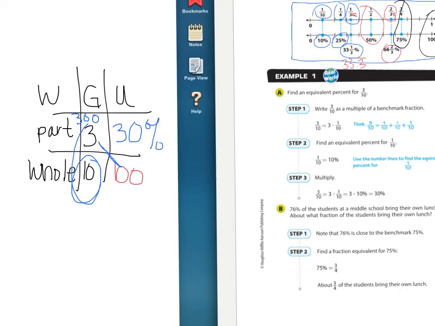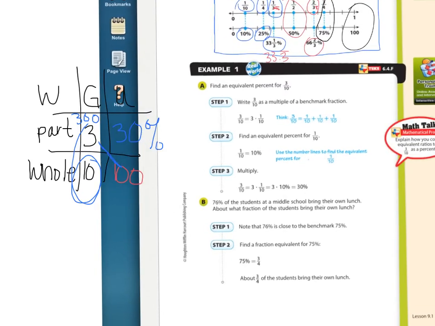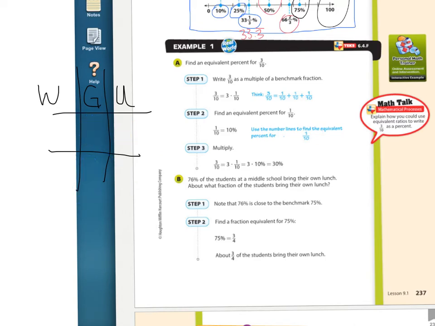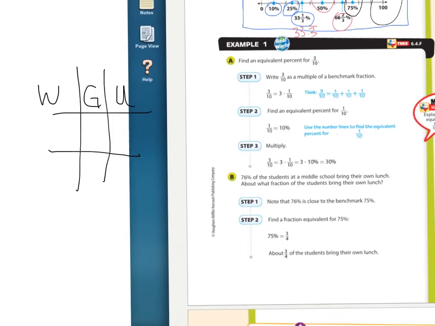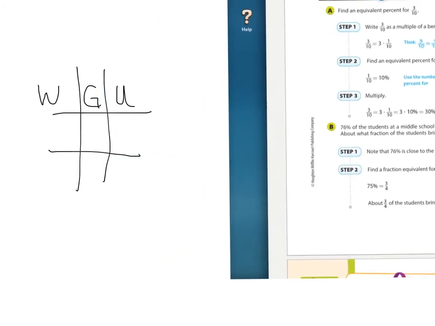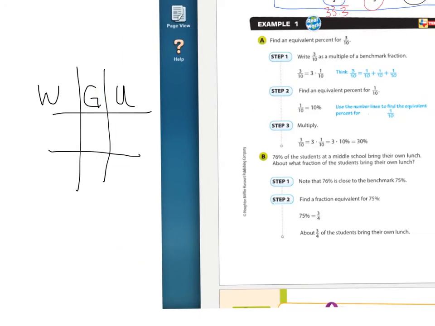Okay, let's look at B. 76% of the students at a middle school bring their own lunch. About what fraction of the students bring their own lunch? So now we're taking a percent and we're changing it back to a fraction. Okay? So words, part and whole.